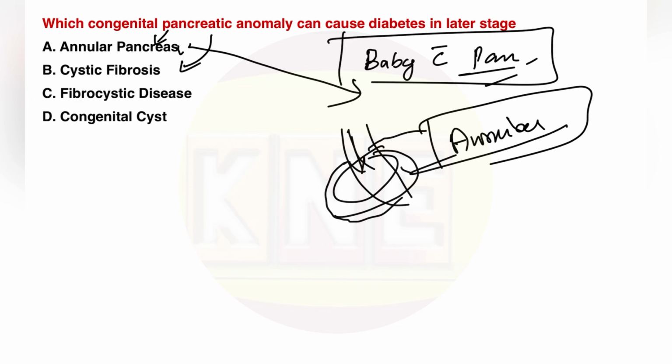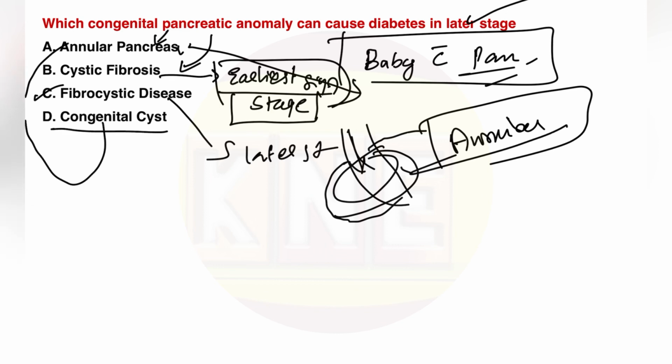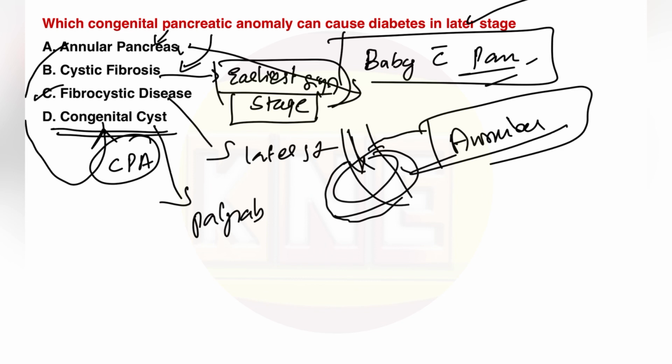Okay, so cystic fibrosis is the earliest sign, not a later sign or later stage. Fibrocystic disease is the later stage. Congenital cyst is also one type of congenital pancreatic anomaly. You can easily palpate this one over the abdomen.